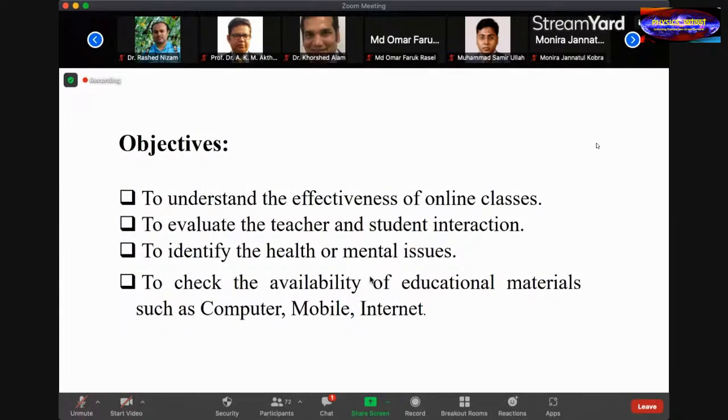Here is the objective of our study. It would be impossible to transition smoothly from a traditional learning environment to a virtual one in a single day. The current study discusses the findings of the COVID-19 pandemic's educational impact from the students' perspective. First, we are trying to understand the effectiveness of online classes, and we evaluate teacher and student interaction. Also, we identify health or mental issues of students and highlight the challenges of educational materials like computers, mobiles, internet, and unavoidable circumstances of online classes faced by students in Bangladesh.